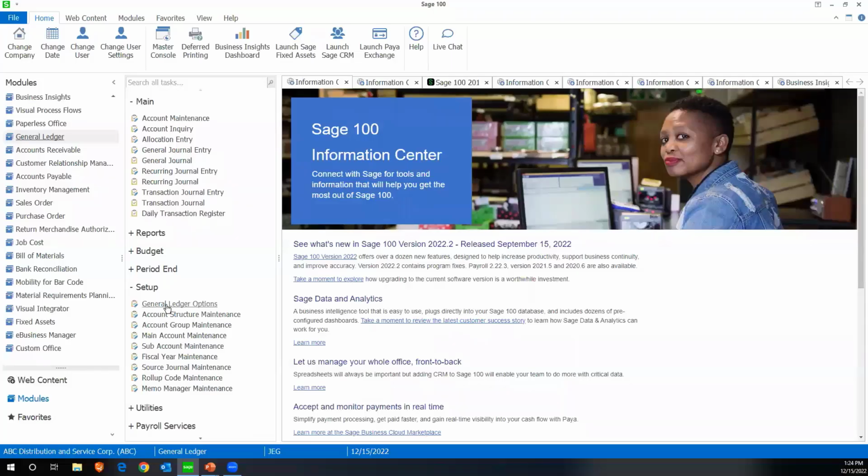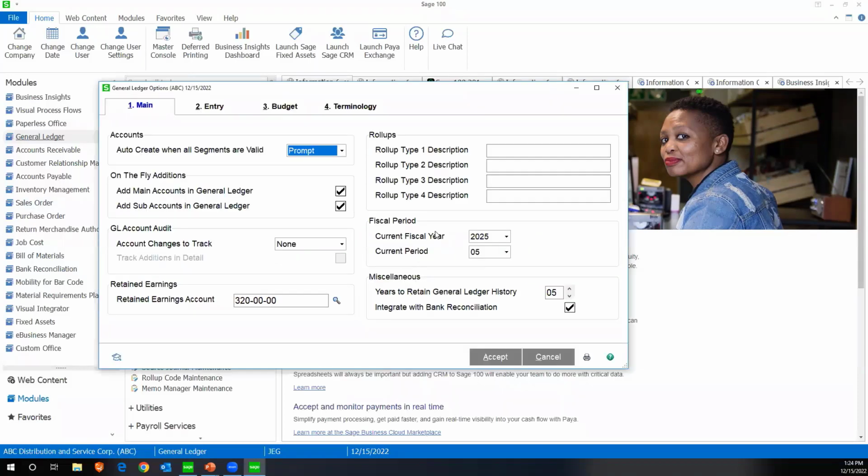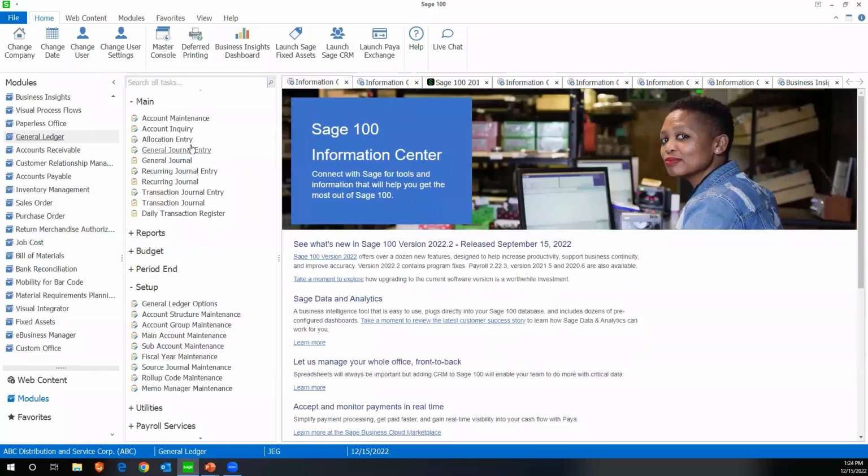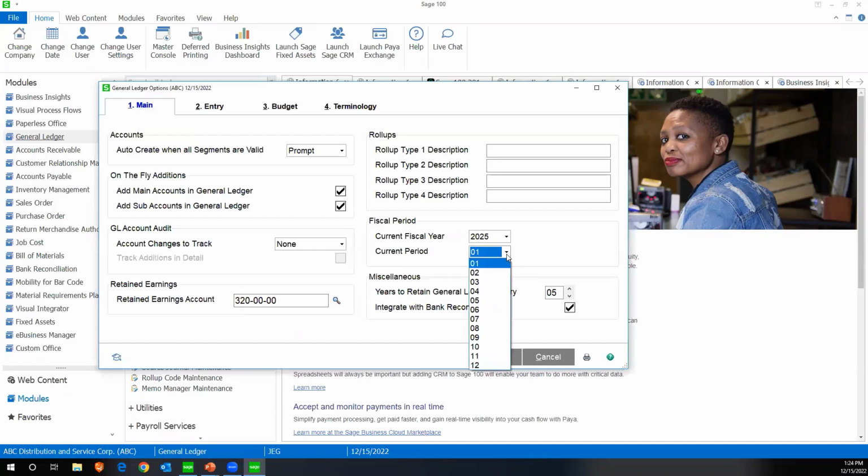Where you deal with that is underneath the general ledger module, general ledger options, where we've been hanging out. There is this current fiscal year and current period. First scenario: let's say I needed to remake some journal entries in period 1. All I would do is come in here, say period 1, say accept, go into general journal entry, make my journal entries, and post them in January. When I'm done, I can come right back to my options, change this back to 5, and say accept, and I'd be okay, because I stayed inside the same year.